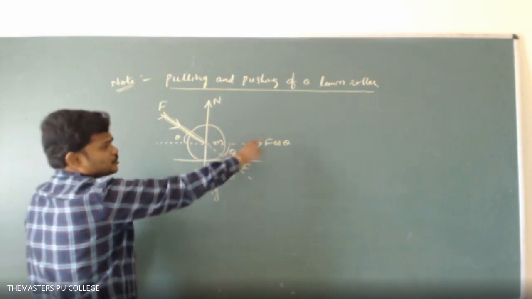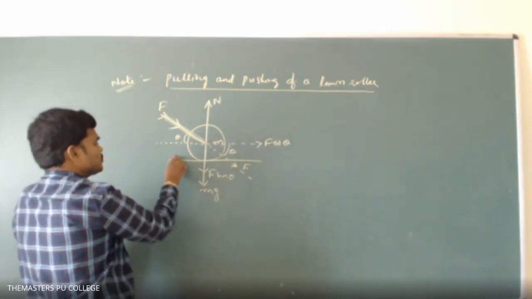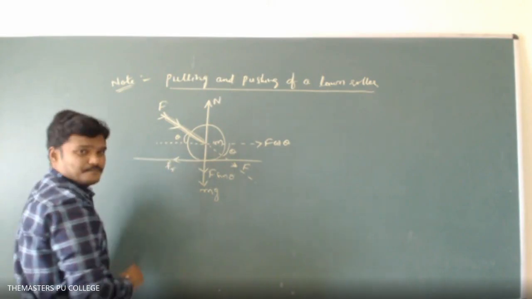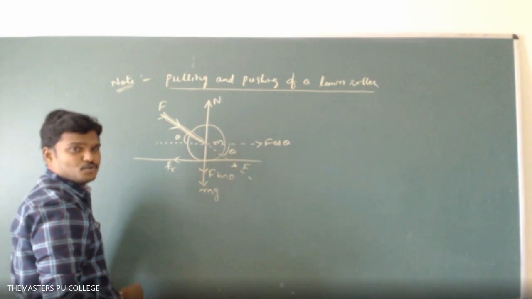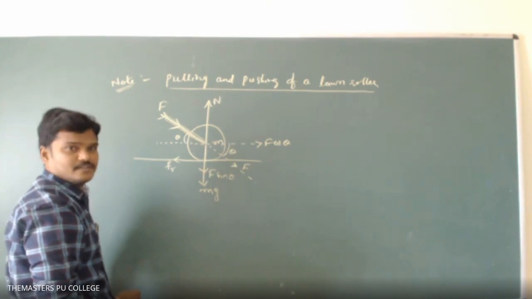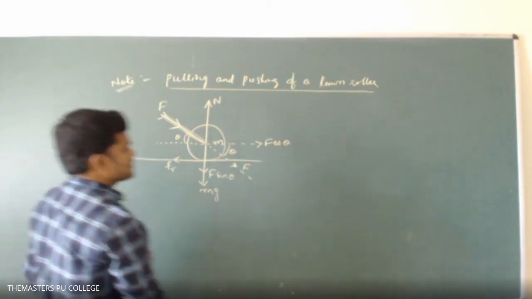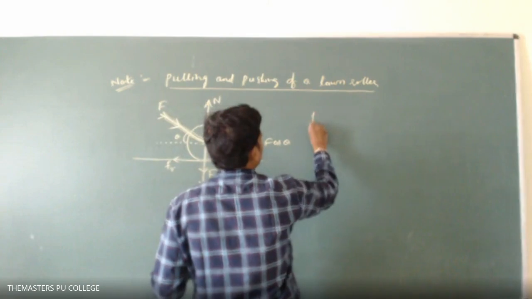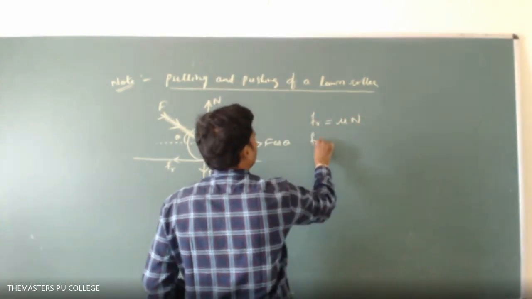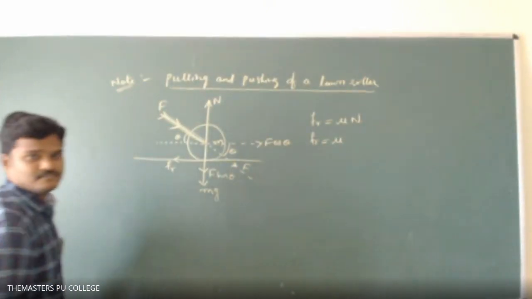So the roller is ready to move with an F cos theta force in the forward direction. Then which force will act on the back side? Fr, the frictional force. If it is in motion, Fr will be there on the left side. What is Fr? Rolling friction. First of all, let us identify how much frictional force is acting here. Frictional force Fr is equivalent to mu N. What is N?